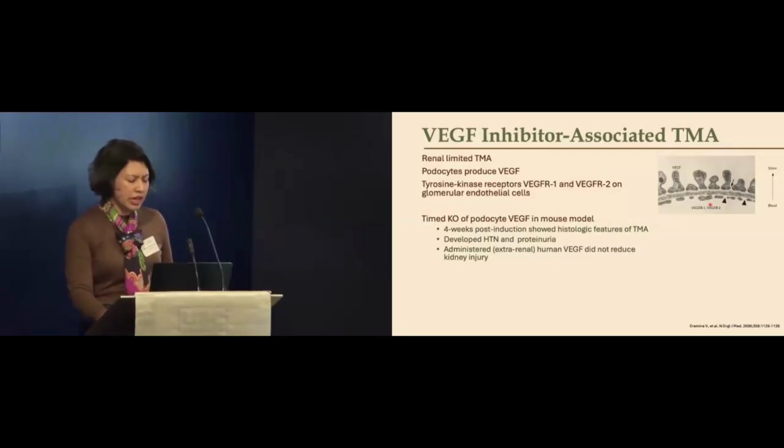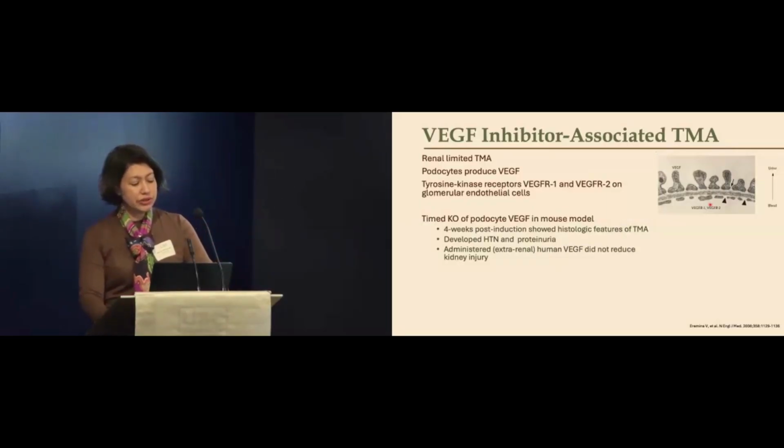There were some very elegant studies where they knocked out podocyte VEGF in a mouse model, so not systemic VEGF, but only in the podocytes. Four weeks post-induction, they showed the same histologic features of TMA that this patient had, glomerular only. They developed hypertension and proteinuria, just like human patients. Interestingly, they administered extrarenal human VEGF to these mice, but it did not reduce the kidney injury, nor did it prevent the continuation of the TMA.